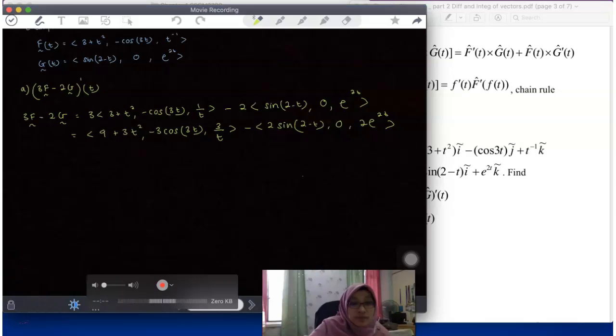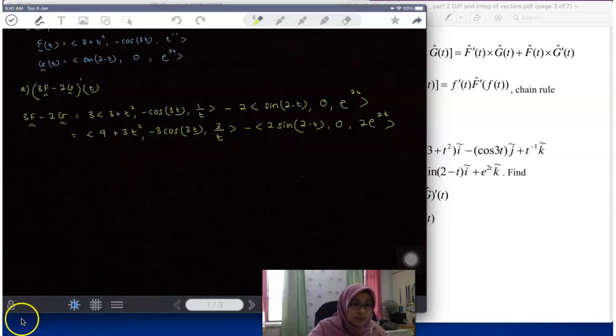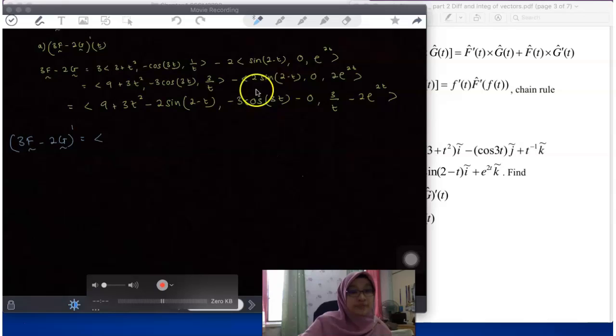So now I'm trying to expand. 3f, so 3 multiplied by the vector function f, minus 2 multiplied by the vector function g. Now we have to sort them into components, so component x with component x and so on. Okay, so now this is 3f minus 2g. This is the new vector function.